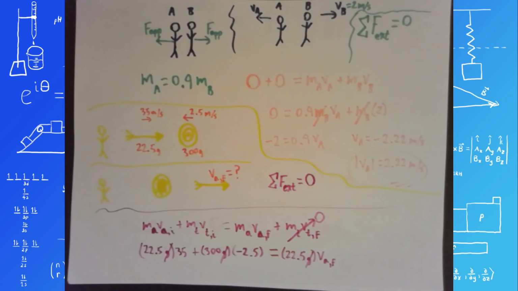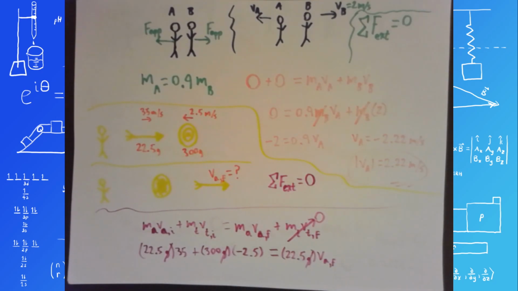Oh, I forgot to multiply by 35. I knew something was off. 22.5 times 35. There we go. Minus 300 times 2.5. 37.5. That's much better. Because I was about to say, if that's negative, then the only thing that could possibly happen is for the arrow to bounce off the target and go back to the left, and that didn't sound right.